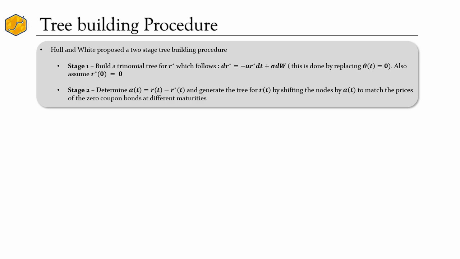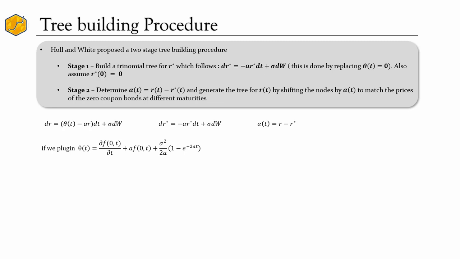All right. To explain more concretely, here are the dynamics of r and r star. Now, we have alpha given as the difference between r and r star. Okay. This is the alpha that we will add to the r star tree to get the tree for r. Okay. And we are claiming that alpha is only time dependent. And that is true because it doesn't have any randomness. The stochastic term cancels out. In fact, if we plug in the analytical value of theta t under the Hull-White model, which we saw a bit earlier, we will get this nice formula for the evolution of alpha t. Okay, and I will derive this shortly.